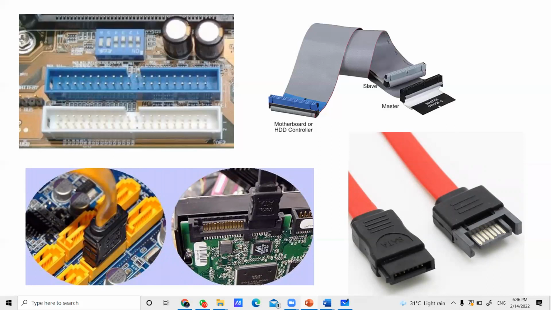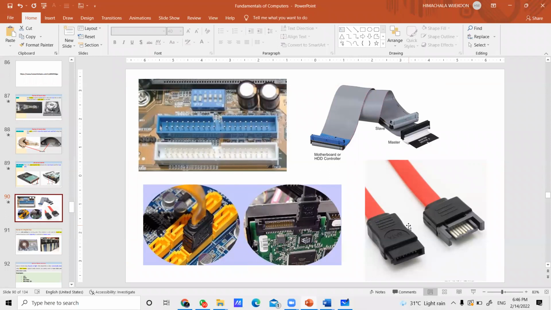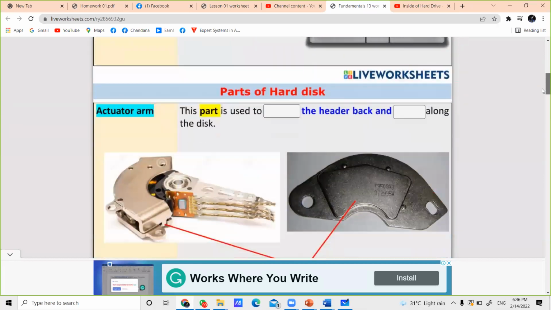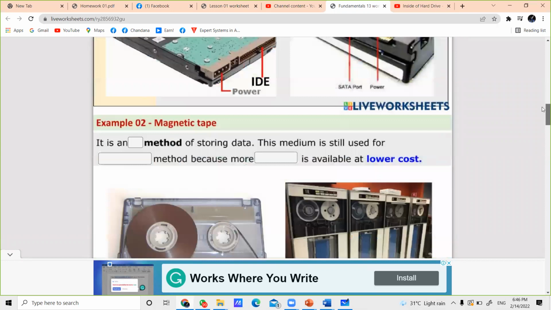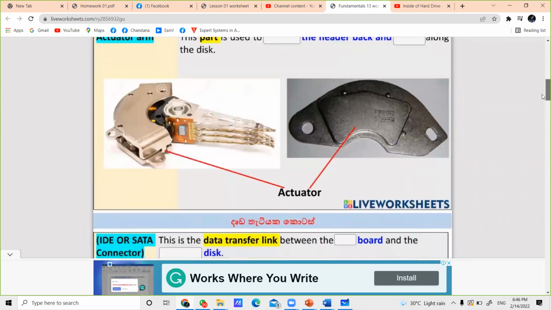Right. Now move to the activity sheet there. Try to complete this one. This one. Yes. Try both of these. Once you have tried, let me know, okay.